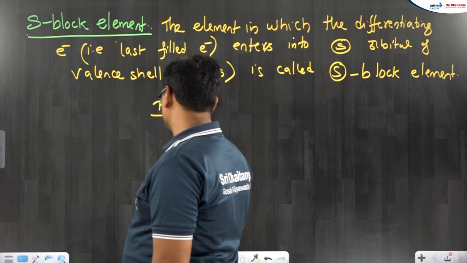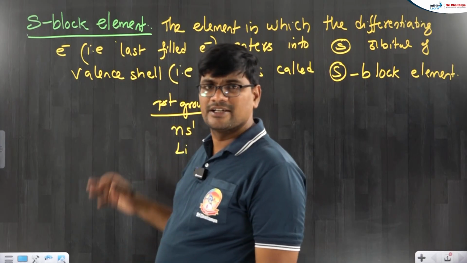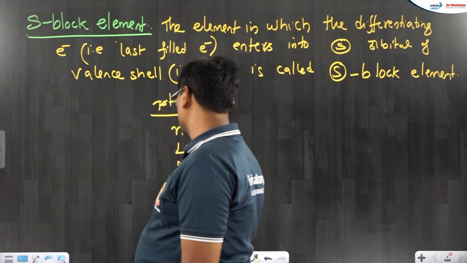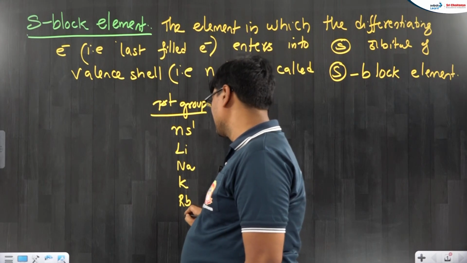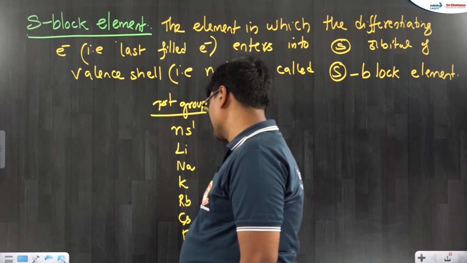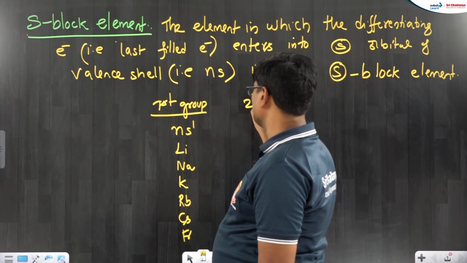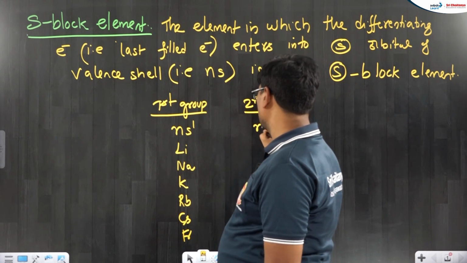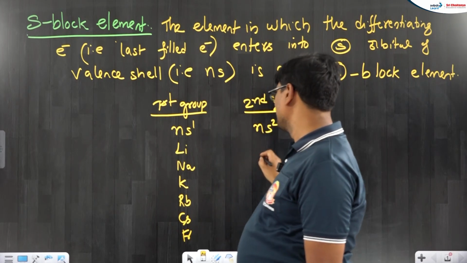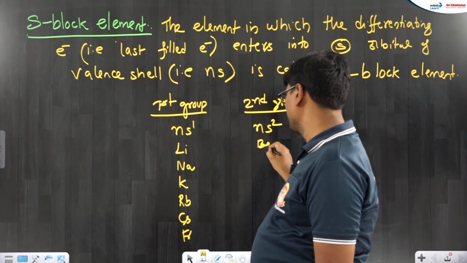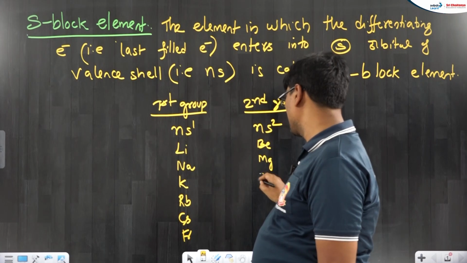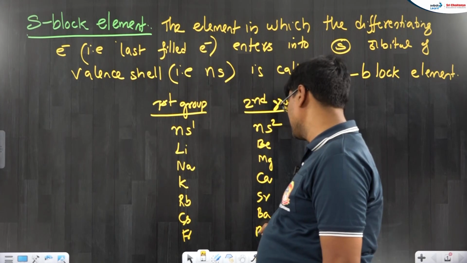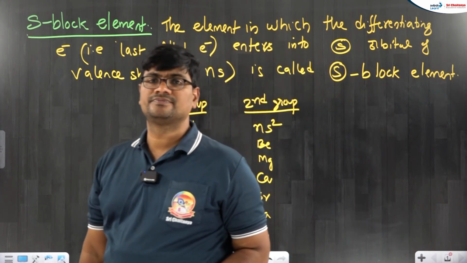Now ns1 means what are the elements? Lithium, excluding hydrogen I am writing, and then we are going to get sodium, and then potassium, and then rubidium, and then cesium, and then francium. Now the second group is the electronic configuration ns2. What are those elements? That is beryllium, magnesium, calcium, and then strontium, and then barium, and then radium. So these are the S block elements.